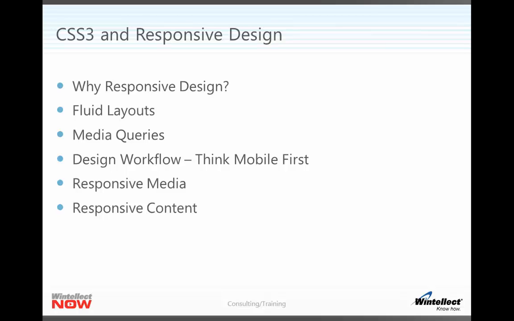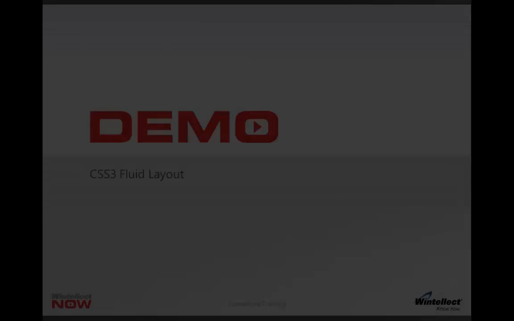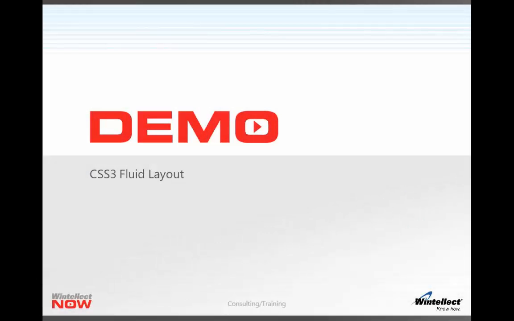We'll look at fluid layouts and how CSS3 keeps them fluid. We'll look at media queries, covered in a previous module, and look at the CSS code for setting viewport. And then we'll take a look at designing the workflow and how to really creatively design responsively, how to change our way of thinking around. We're going to think mobile first. So let's take a look at fluid layout and how we can turn a good fluid layout into a truly responsive design.